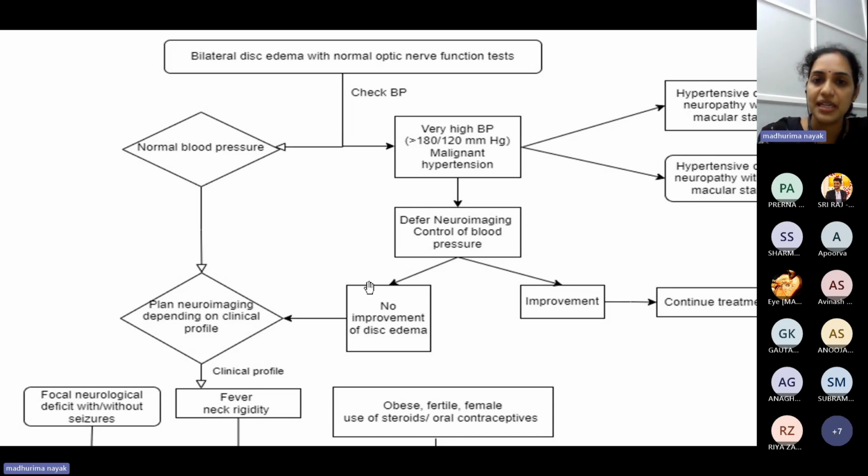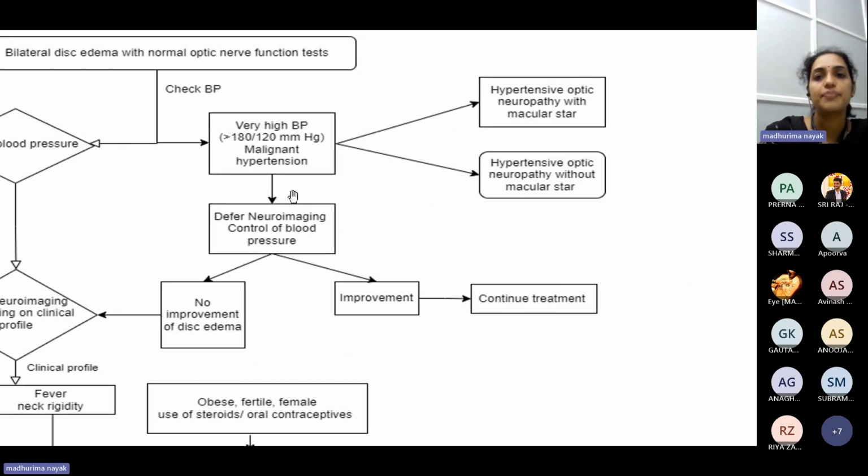If the BP is very high, okay, let's come this side. The BP is very high, consider the diagnosis of malignant hypertension. I have put two boxes here, hypertensive optic neuropathy with or without macular star. Because we are usually of the notion that hypertensive retinopathy grade 4 usually has an optic nerve star, a macular star. But there are many instances when you cannot have a macular star. So it's always better to check BP instead of going the other way.